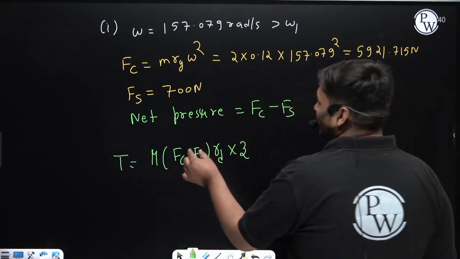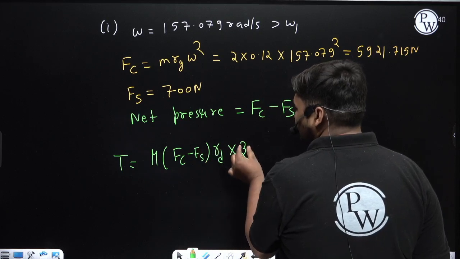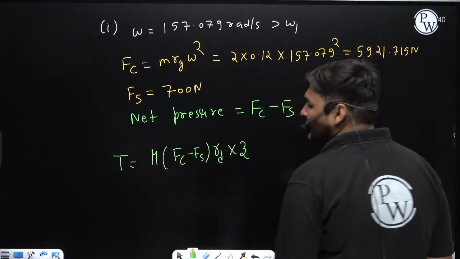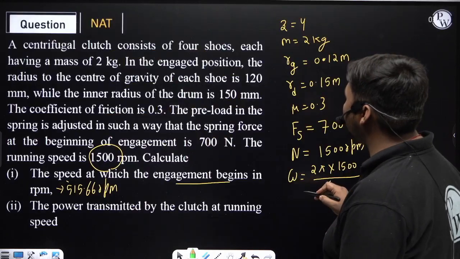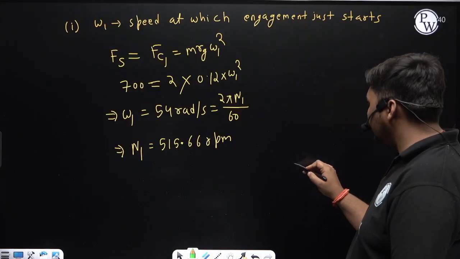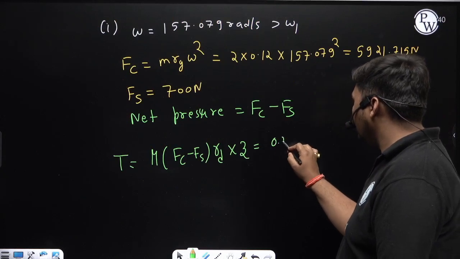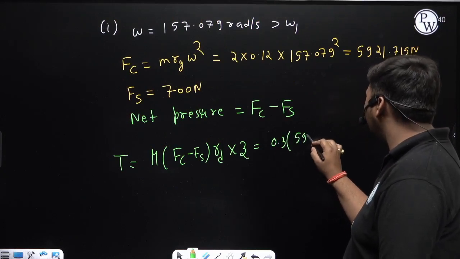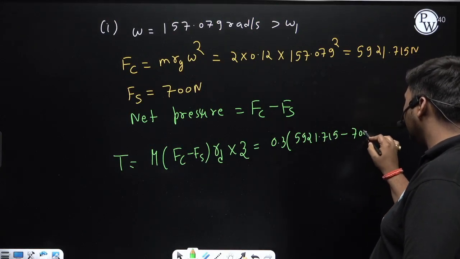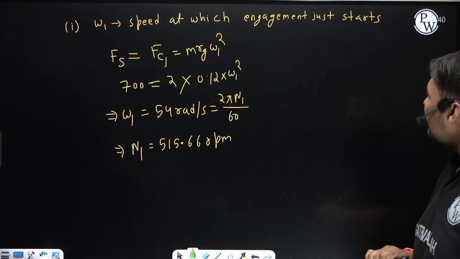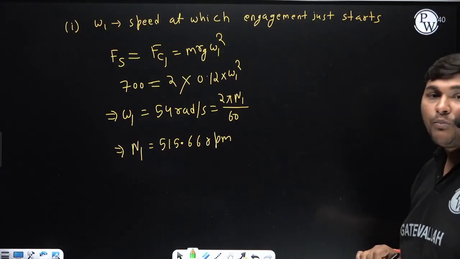So here we already know Fc, we know Fs, Rd is given, Z is given, coefficient of friction is given. We can calculate torque transmitted by this clutch. It is mu, coefficient of friction, 0.3, into Fc, 5921.715, minus Fs, 700, into Rd, the inner radius of the drum, which is nothing but 0.15 meter.